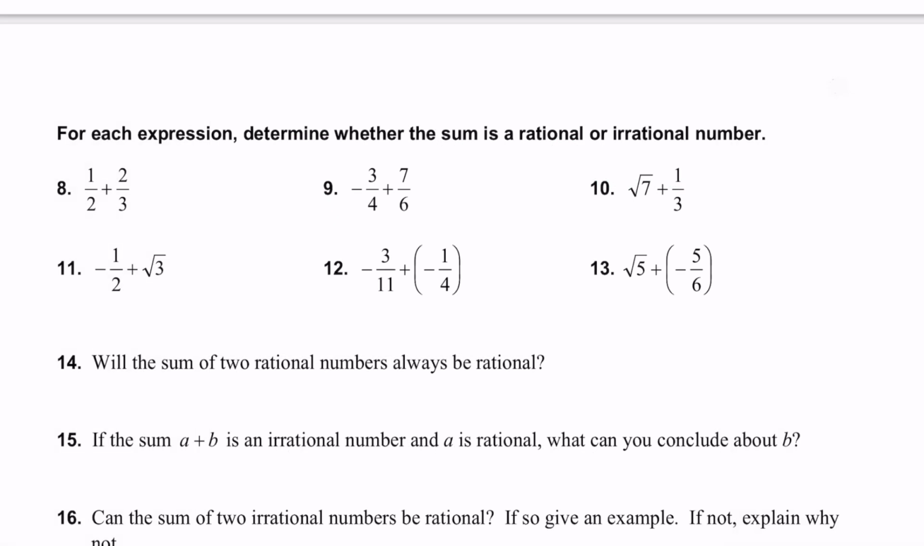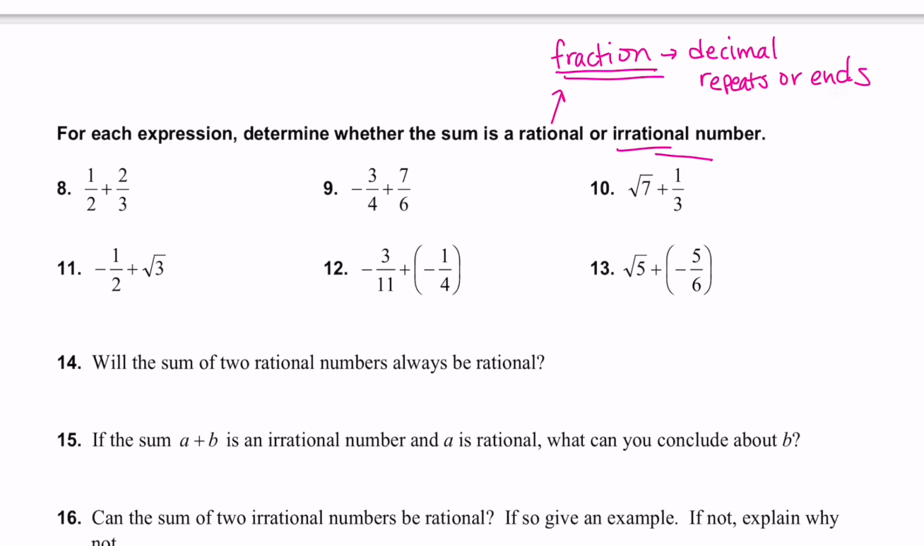For numbers 8 through 13, we're going to look at each expression and determine whether the sum is a rational or an irrational number. Let's talk about what each of these means. Rationals means it can be written as a fraction. It could also be of the form of a decimal that repeats or ends. Any decimal that repeats or ends can be written as a fraction. So when we're looking at rational numbers, we're mostly thinking of fractions.